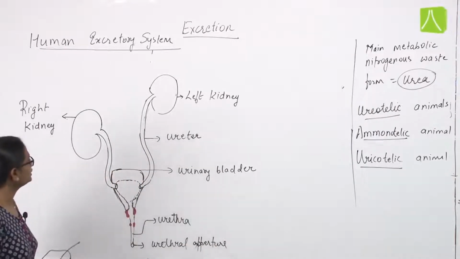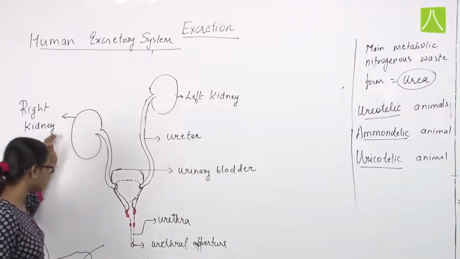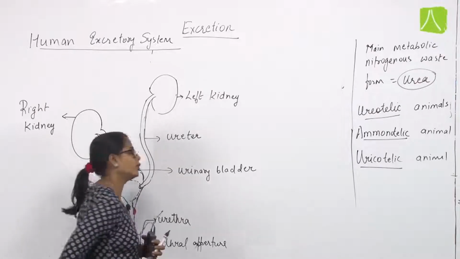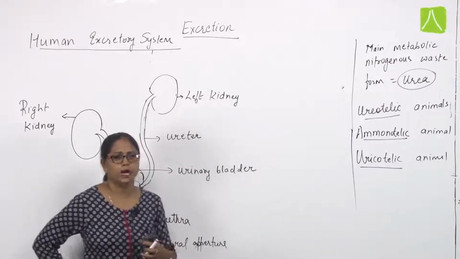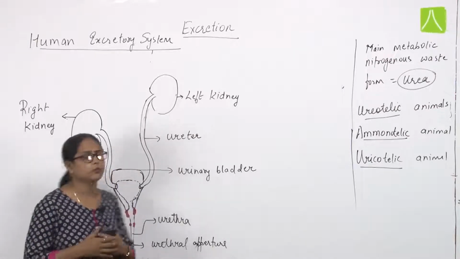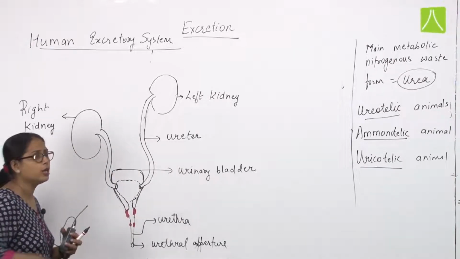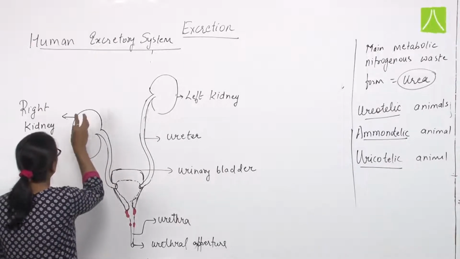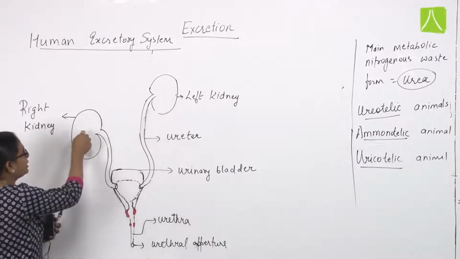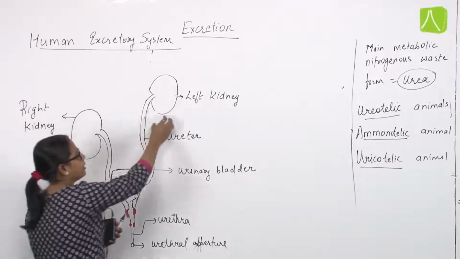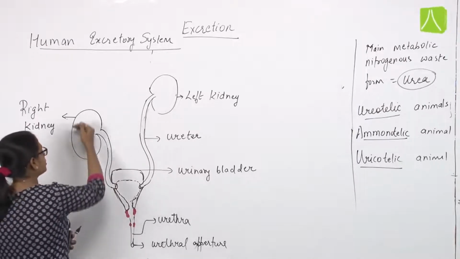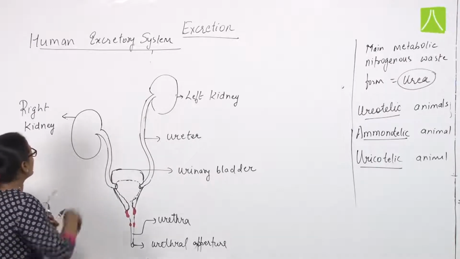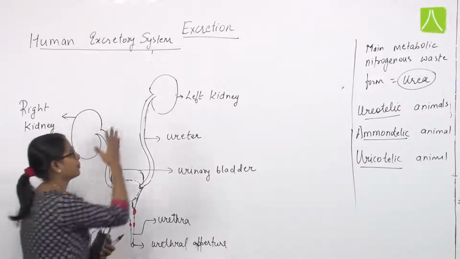Right? Now, basically, if we talk about the location of these kidneys or our whole excretory system, it is present on our dorsal side, that means in this particular part. The kidneys are present in the dorsal part, one on each side of the vertebral column. Now here, if we talk about the right kidney and the left kidney, the right kidney seems to be lower than the left kidney. Why? Because just above the right kidney, we have the liver over it. So that is why the right kidney is located slightly lower than the left kidney.